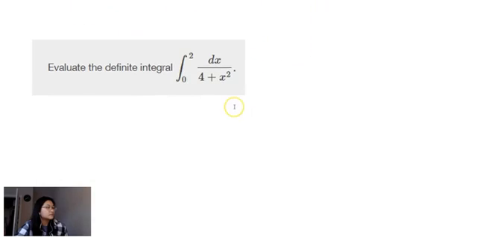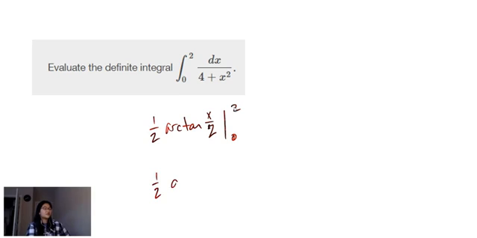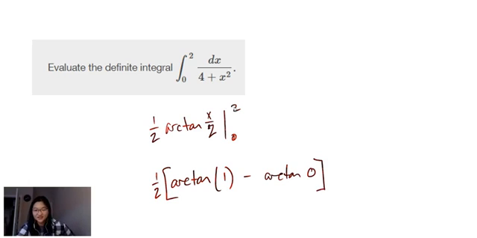Cool. Alright, last one. Well, because we were doing all of these, I guess, with indefinite integrals, we can do this one with a definite integral. What do we get? This is arctan of x over 2, and then 1/2 over here, evaluating from 0 to 2, using the fundamental theorem of calculus. We get 1/2 arctan of 1 minus arctan of 0. We'll leave that as an exercise for the viewer.